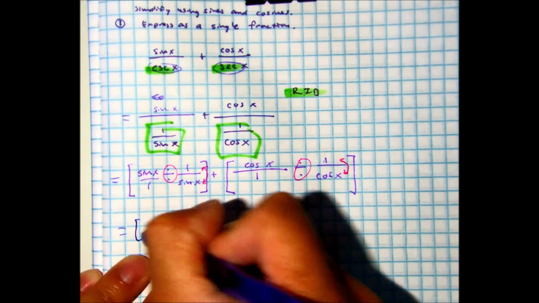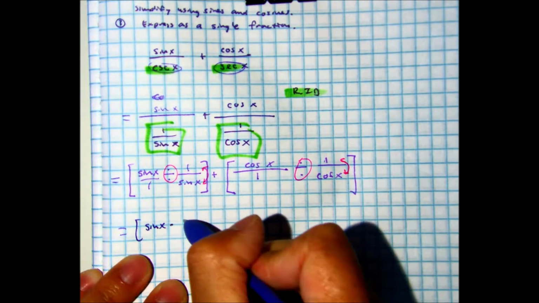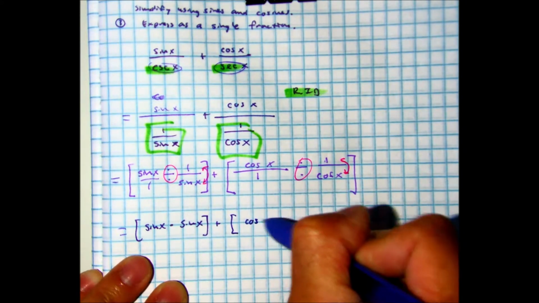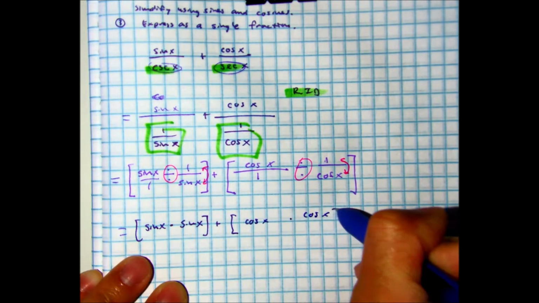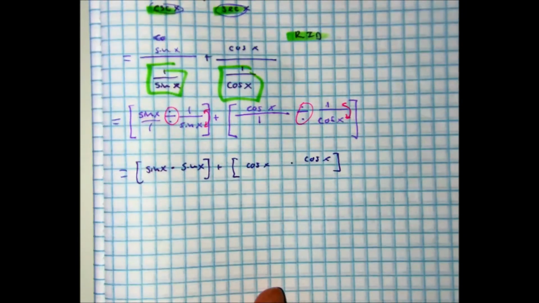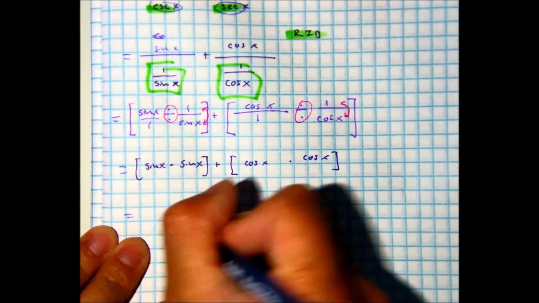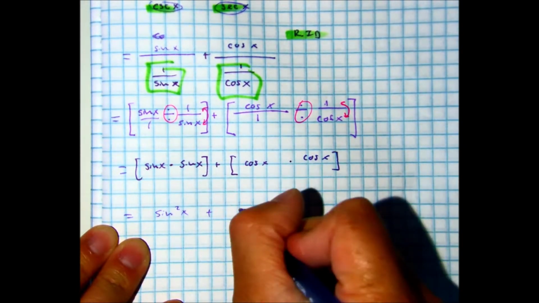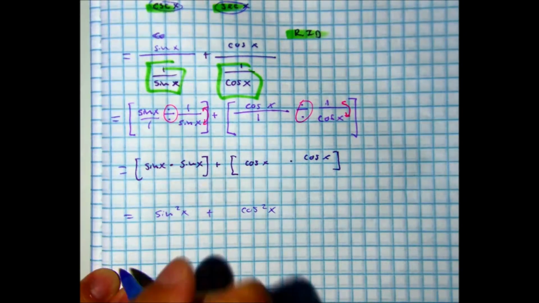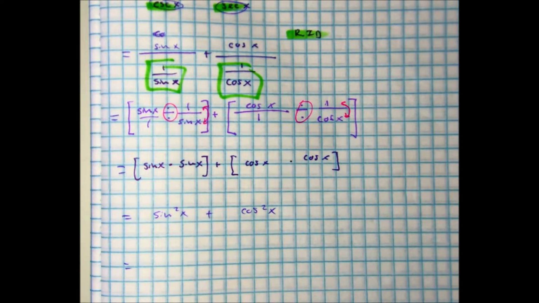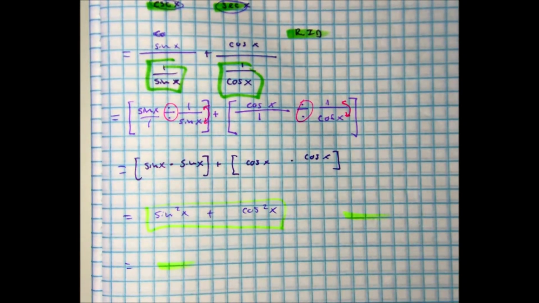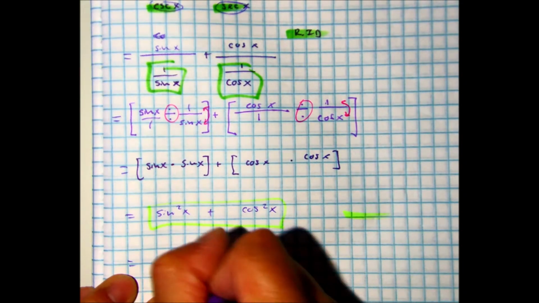So now I have sine of x times sine of x plus cosine of x times cosine of x. Sine times sine is sine squared x. And cosine times cosine is cosine squared x. Sine squared x plus cosine squared x is equal to 1. Which identity is that? Pythagorean. The Pythagorean identity.